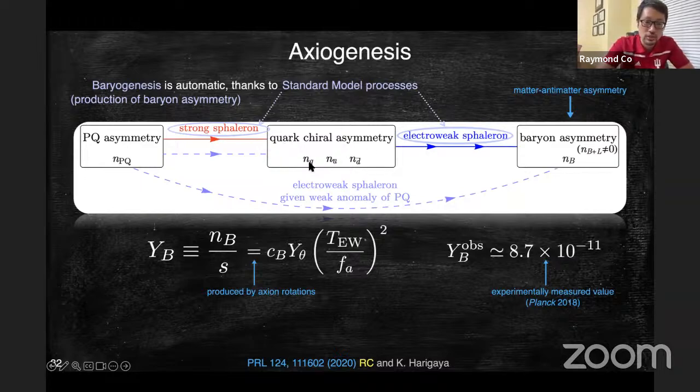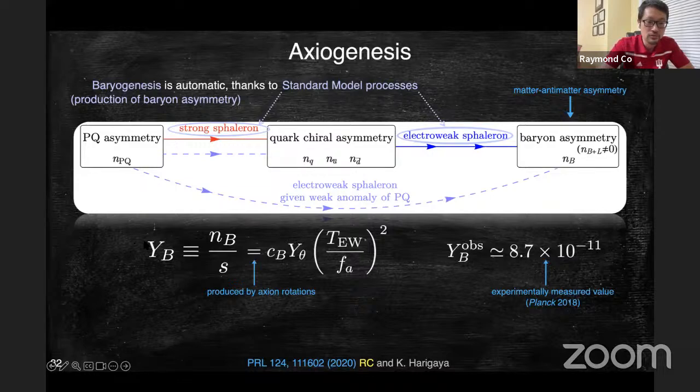But at this stage, the baryon number is still zero. It only gets non-zero because of the electroweak sphaleron. It would transfer the quark charge asymmetry into a non-zero baryon asymmetry. So that is what happens to the QCD axion. But more generically, for an axion-like particle, you could have an electroweak anomaly so that the Peccei-Quinn asymmetry can get transferred to the baryon asymmetry directly without going through the standard model quarks.